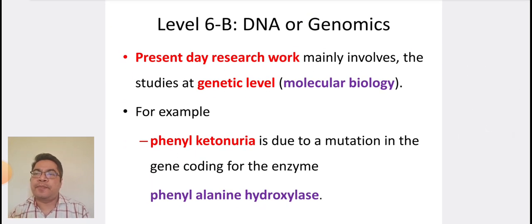Level 6B, DNA or genomics. Present day research work mainly involves studies at the genetic level or molecular biology. For example, phenylketonuria is due to a mutation in the gene coding for the enzyme phenylalanine hydroxylase.